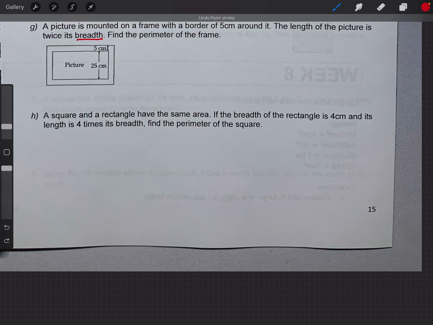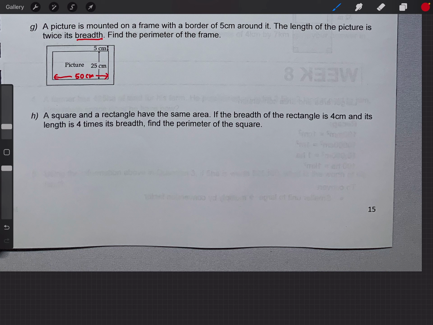So you have the picture is 25 and 50 centimeters. So 25 by 50. Now it says there's a border of 5 centimeters around this picture. It says find the perimeter of the frame. The frame is the outside. Find the perimeter of the frame, like that one. So first, to find the perimeter, we must find its dimensions.